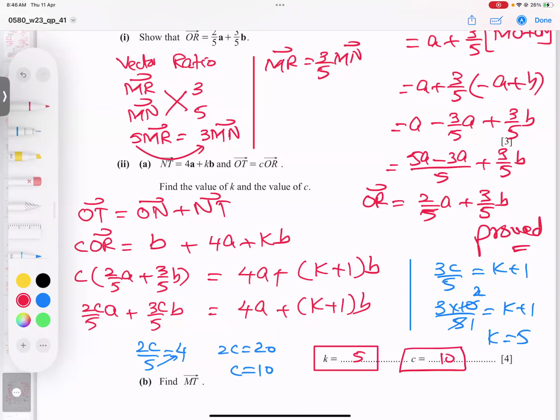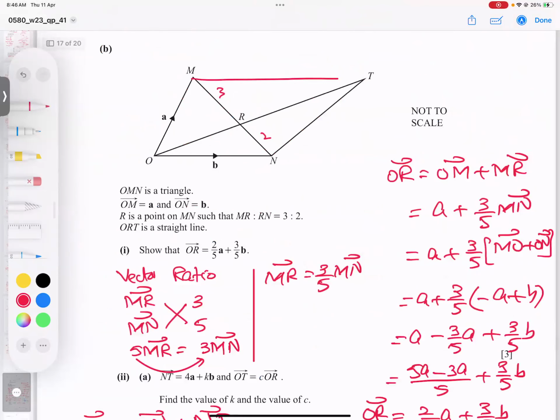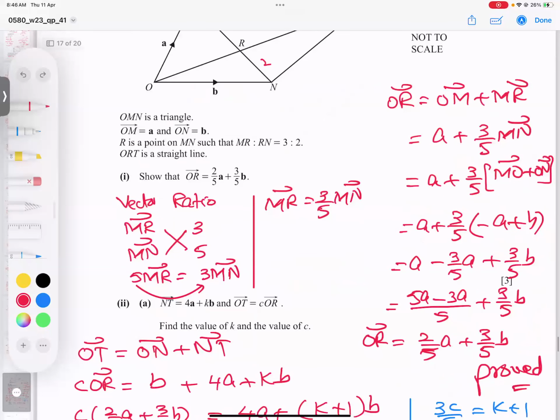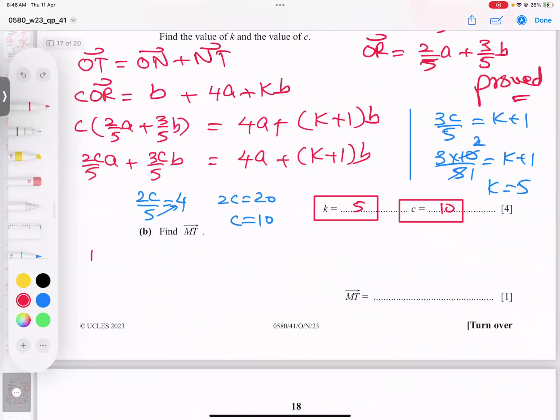I believe we got the point, clear. So let's proceed to the next one, our MT vector. Where is MT, students? This is the vector you talk about. Not a hard job at all. I have many ways to get it. I can say M to O, O to N, and this one. And we know this is NT, we have everything, okay? I'm going to replace it. So path writing is what I will use for the MT vector.